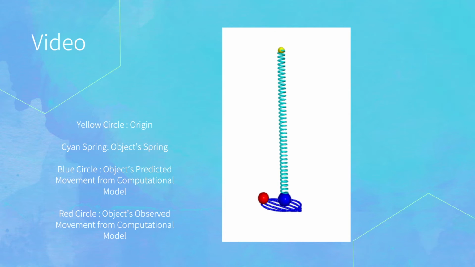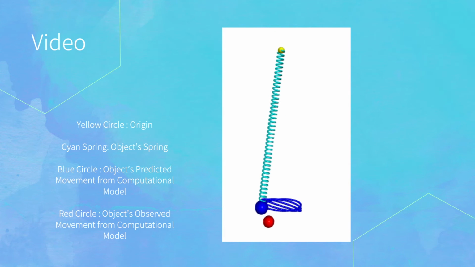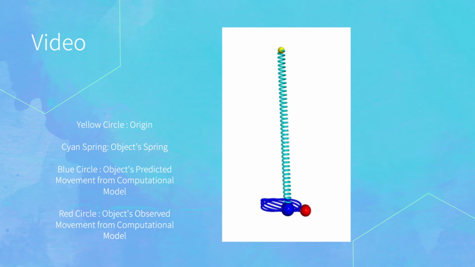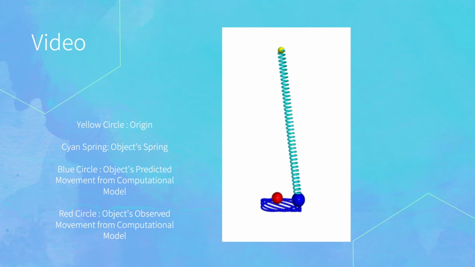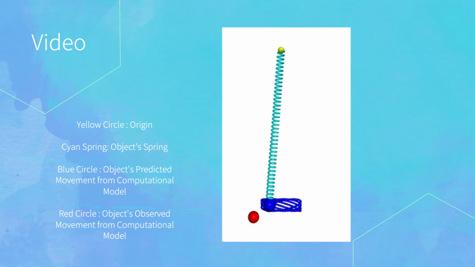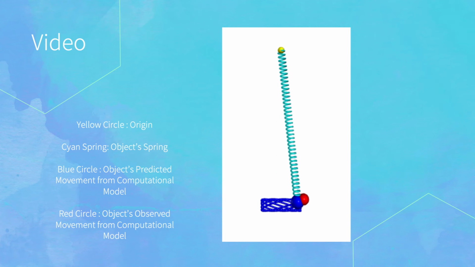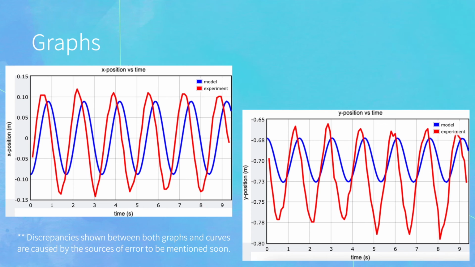This video shows a simulation of the predicted and observed motion of the oscillating mass created by the computational model, where the red circle is the observed motion and the blue circle is the predicted motion by the computational model. This graph shows the change in position in the x and y direction of the observed and predicted motion from the video and from the computational model. The discrepancies shown between both graphs and curves are caused by the sources of error to be mentioned soon.